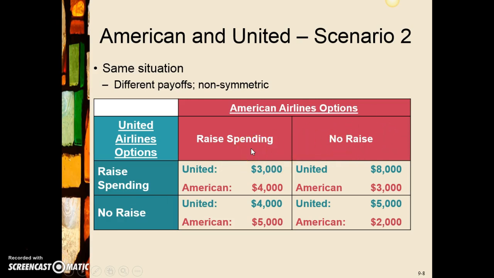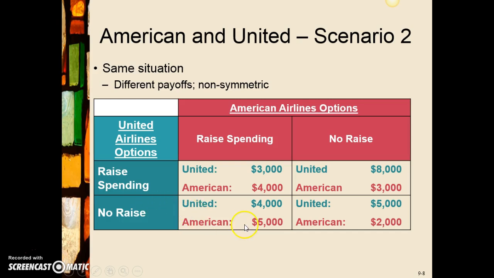Now let's solve this for the other player, for American. So they're going to think, okay, what if United raises their spending? Well, I can get $4,000 if I raise, or I can get $3,000 if I don't raise. So I will raise and get $4,000. And what if United decides not to raise? Well, then American says, well, if we raise our spending, we'll get $5,000, and if we don't, we'll only get $2,000. So in this case, we will raise. Notice that American has a dominant strategy to raise their spending. No matter what United does, it's always better for American to raise their spending than not raise their spending.